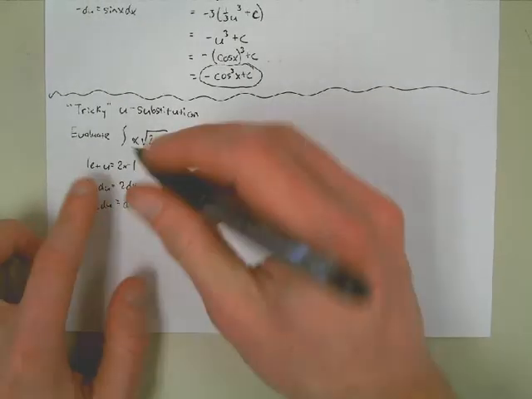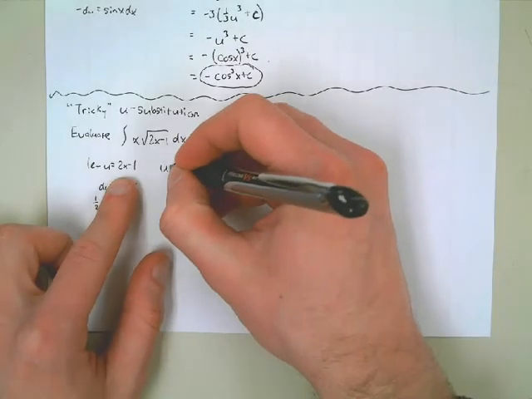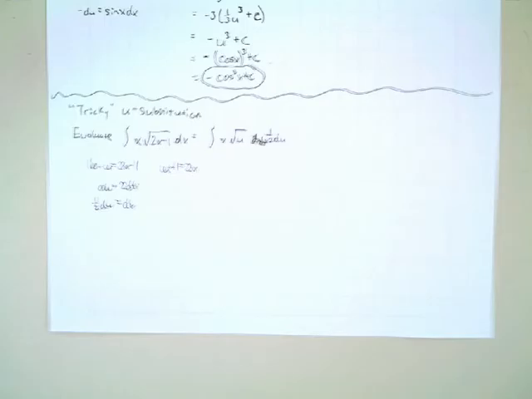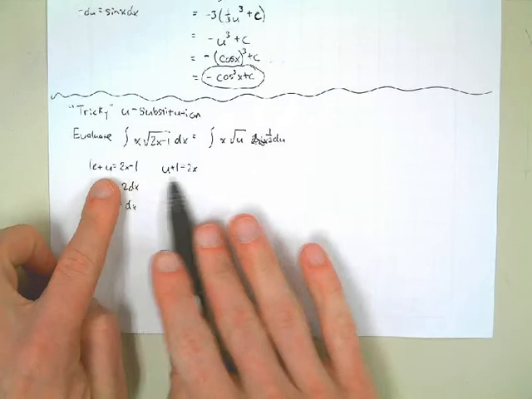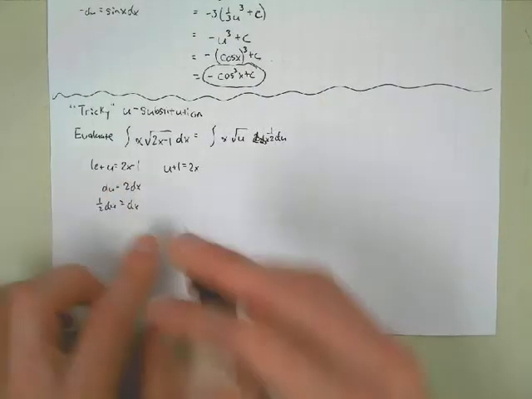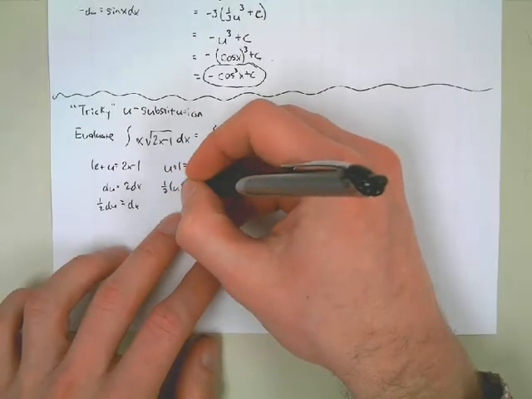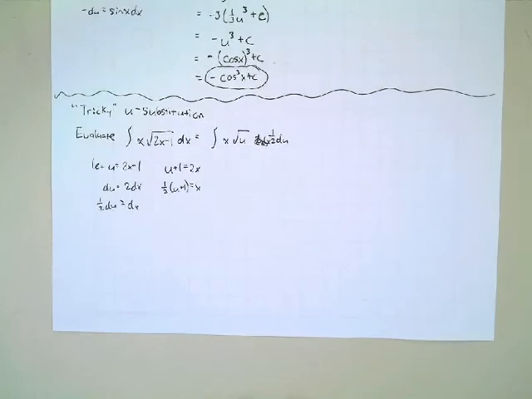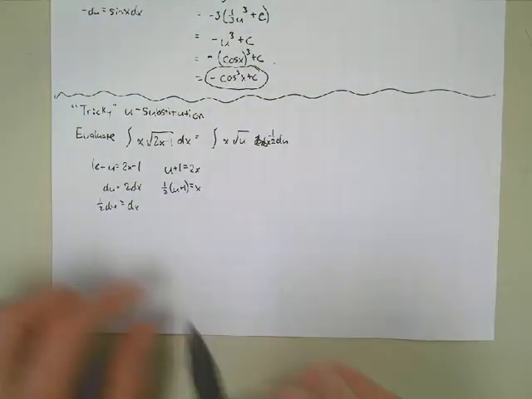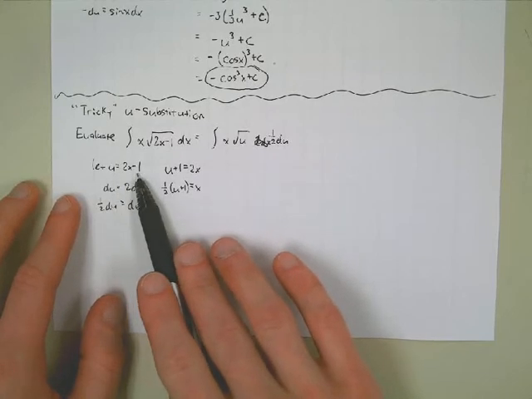Since we decided that u is equal to 2x minus 1, that means u plus 1 equals 2x, right? If I add 1 to both sides, this is still true. It's u plus 1 over 2. And if I multiply by 1/2 on both sides, I get that x equals 1/2 (u plus 1). Are we all okay with that? All I did was manipulate that original equation to make it in terms of x.